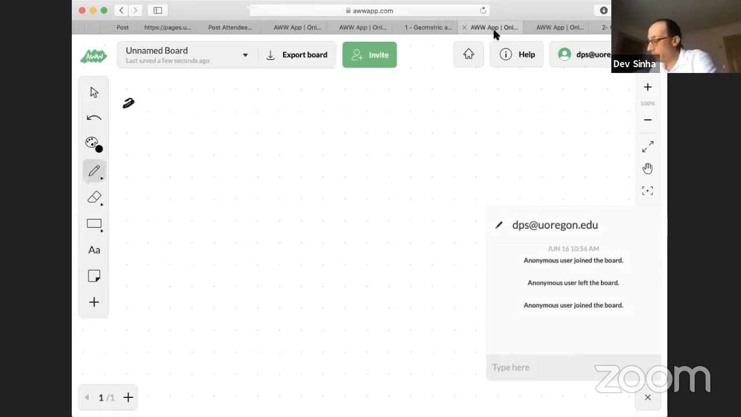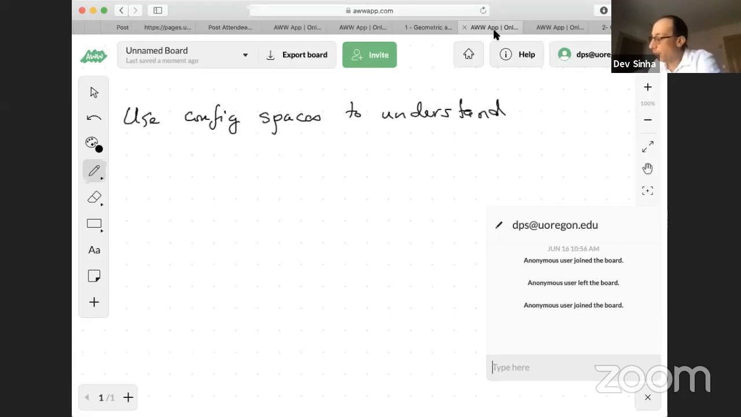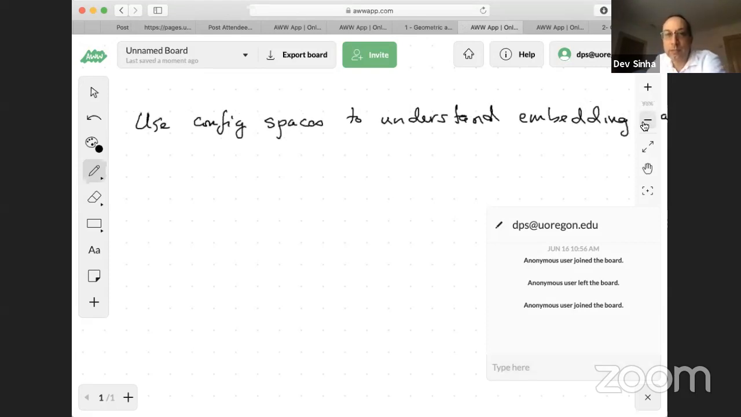Okay, so we're going to continue with this. The previous lecture left off with this idea that we can use configuration spaces to understand embedding spaces, and as I mentioned, other people have used these ideas for diffeomorphisms and that kind of thing. And eventually I'll do some things with knots.